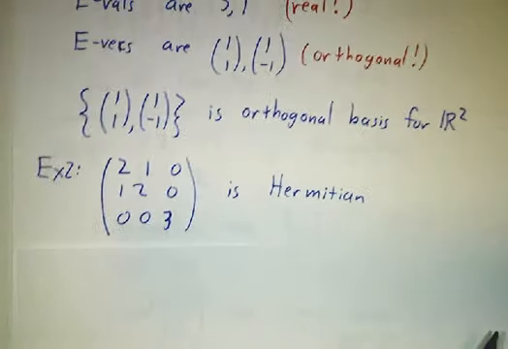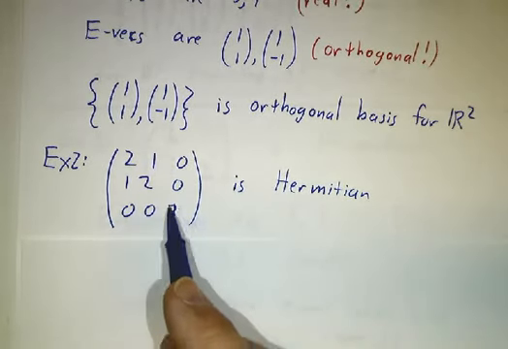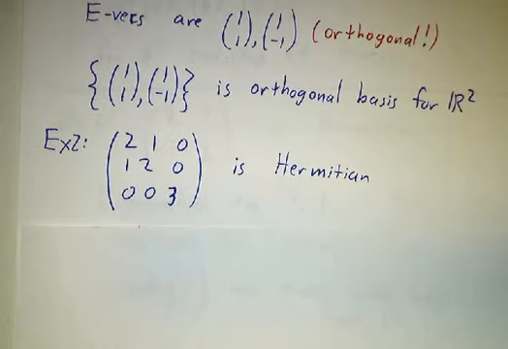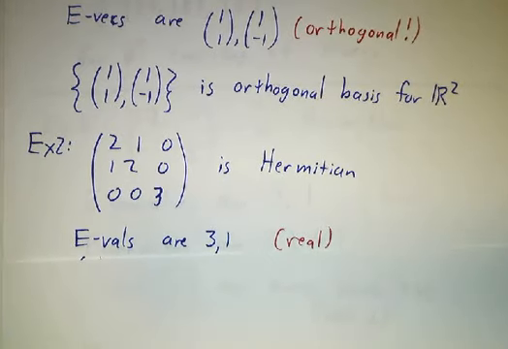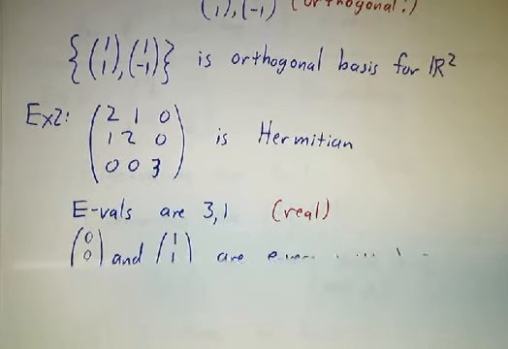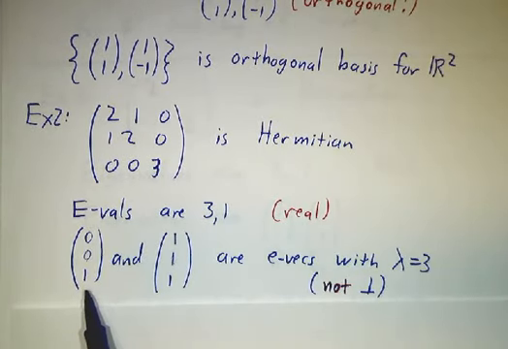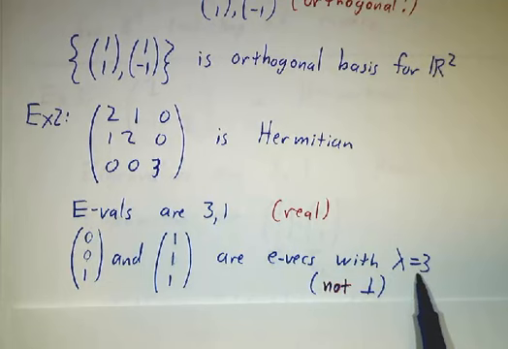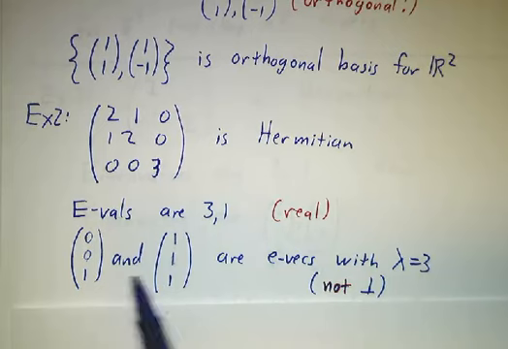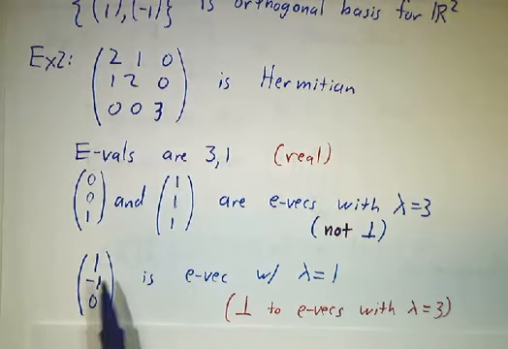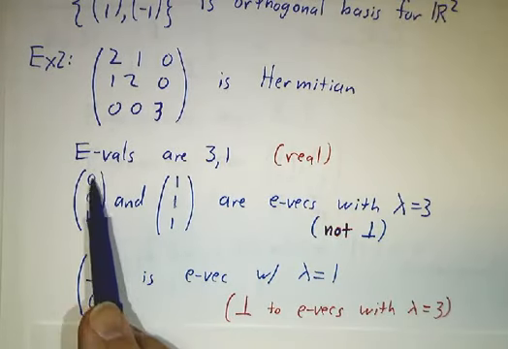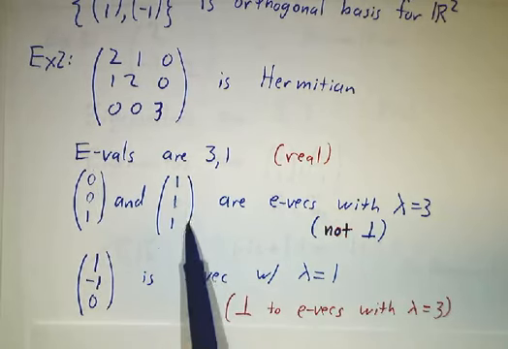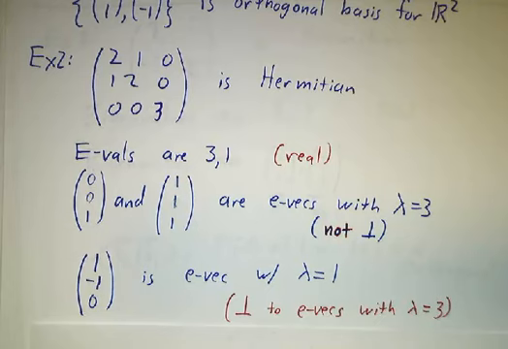Next, let's look at a slightly different matrix. It's got the same [[2,1],[1,2]] in the corner, and it's got a 3 downstairs. Once again, the eigenvalues are 3 and 1. That's real, so far so good. Only now, you notice that (0,0,1) is an eigenvector, and so is (1,1,1). They're both eigenvectors with the same eigenvalue, and they're not orthogonal. That's not a contradiction to our theorem. Our theorem said that eigenvectors with different eigenvalues had to be orthogonal. And in fact, the eigenvector with eigenvalue 1 is orthogonal to (0,0,1), and it's also orthogonal to (1,1,1). So our theorem is satisfied.